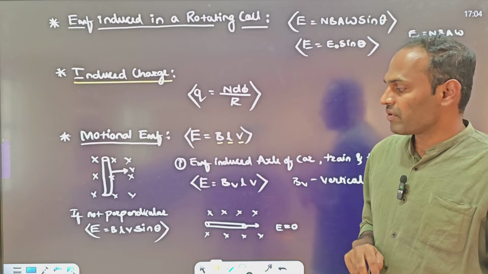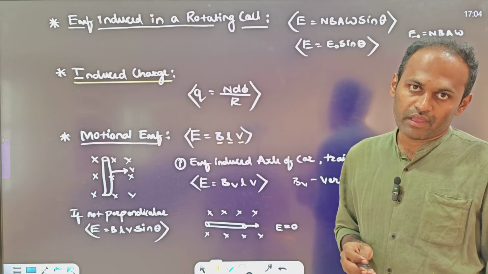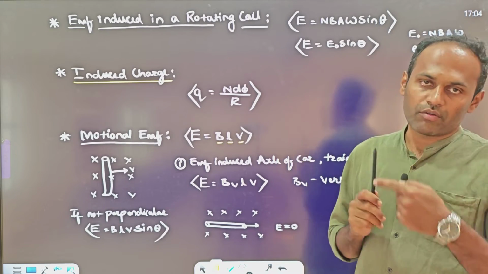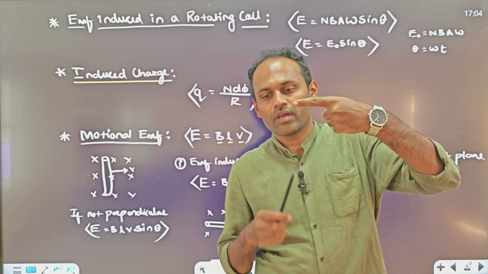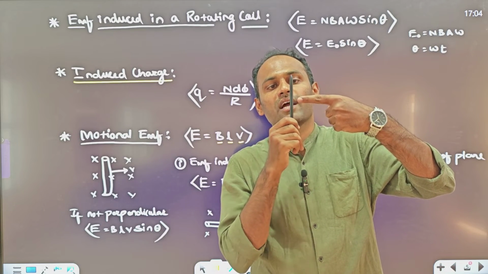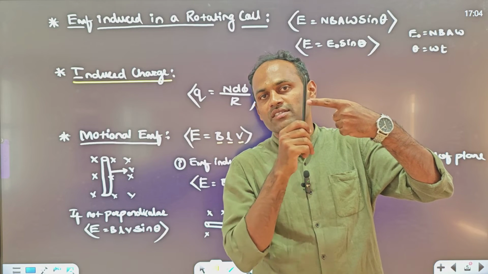See, this motional EMF will get produced only when it cuts the magnetic field lines perpendicularly. Right? That means, suppose this is the magnetic field direction. This rod must cut these magnetic field lines. It should cut the magnetic field lines like this.